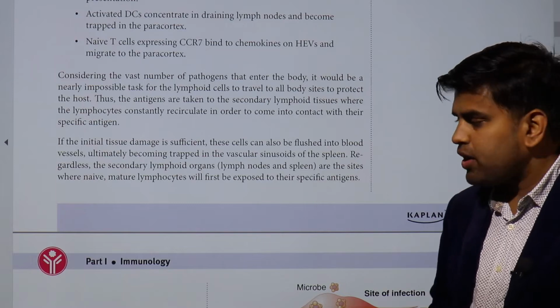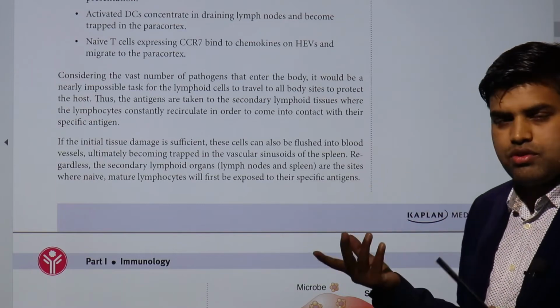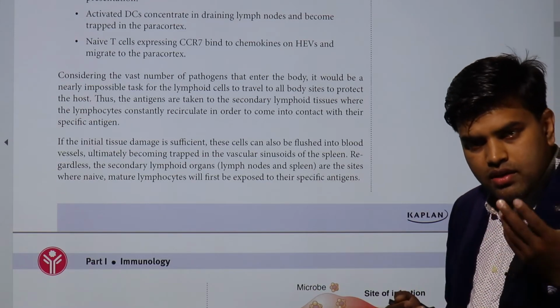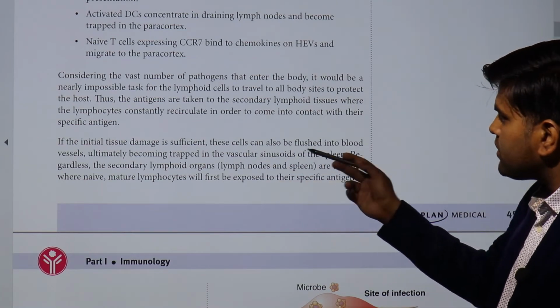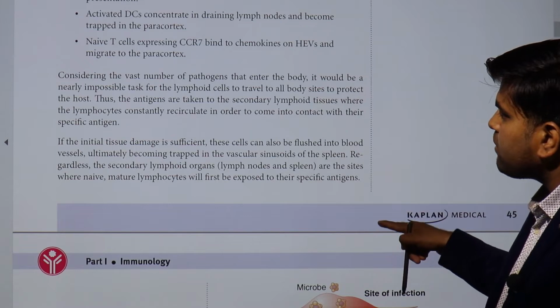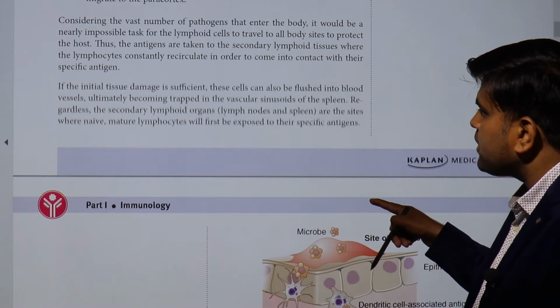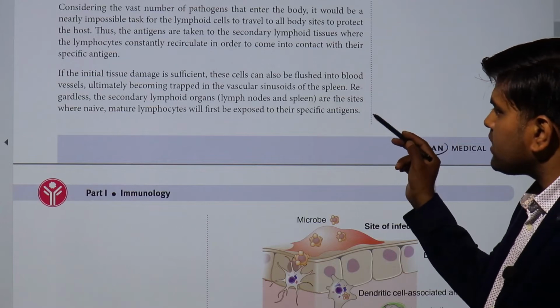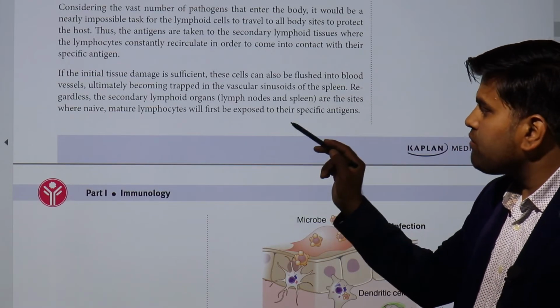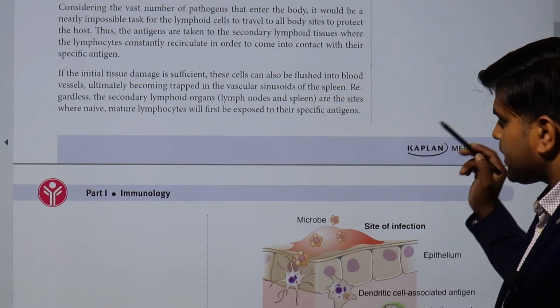So any antigen present in the blood will be carried to the spleen where the T cell is present. In case of tissue, we know that through the lymphatics it will be carried to the lymph node in the paracortex region. If the initial damaged tissue is sufficient, this can be flushed into the blood vessel, ultimately becoming trapped in the vascular sinusoid of the spleen. Regardless, the secondary lymphoid organs, that is the lymph node and spleen, are the site where the naive mature lymphocyte will first be exposed to the specific antigen.